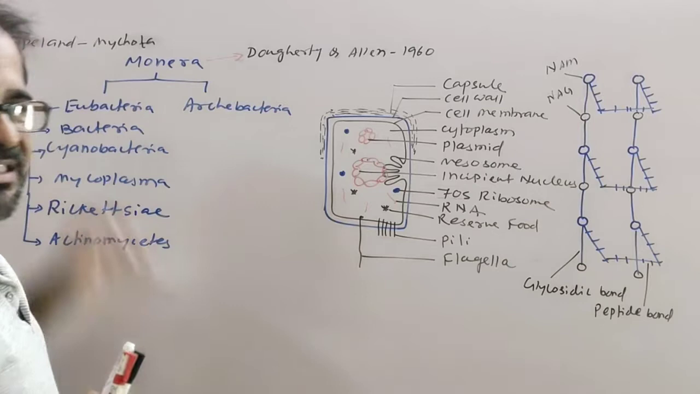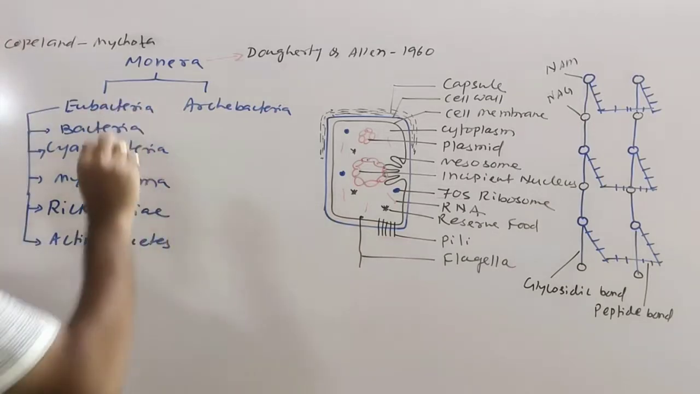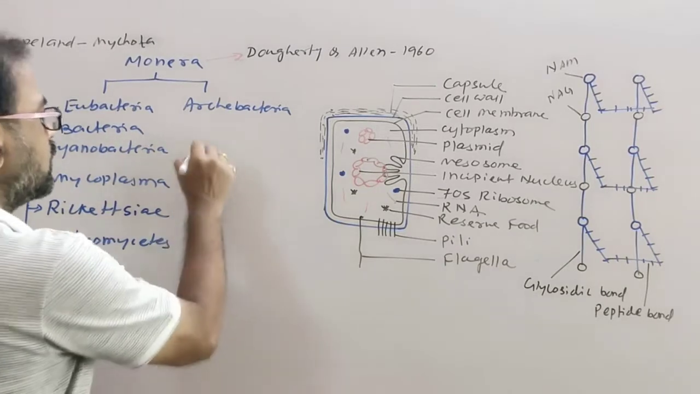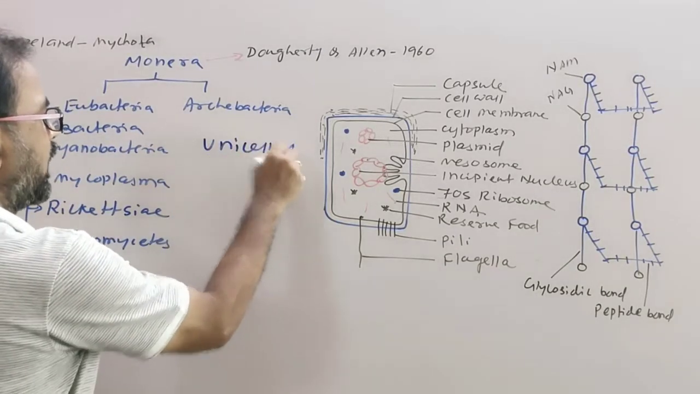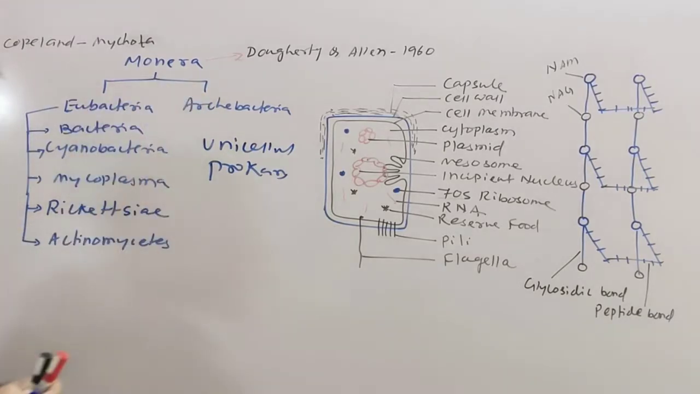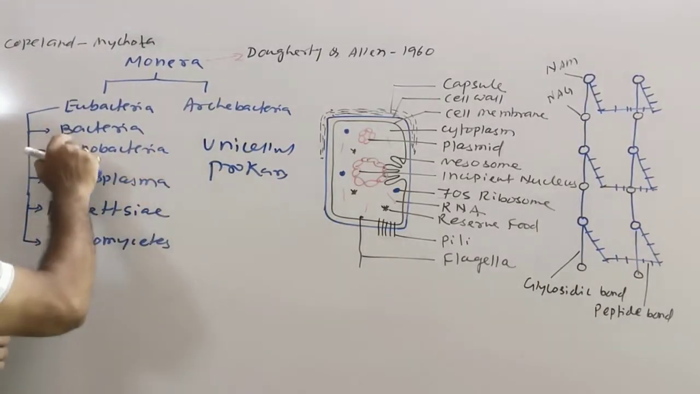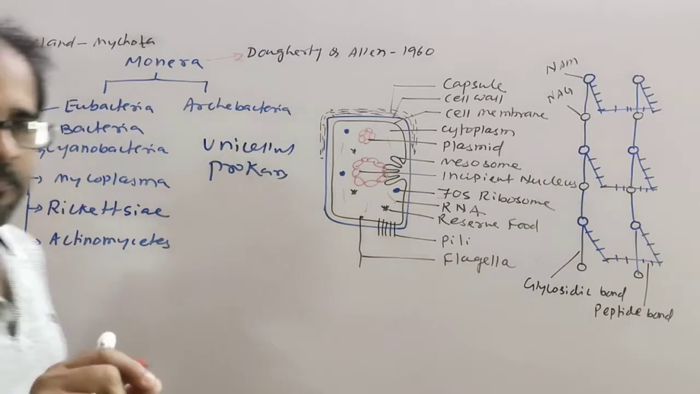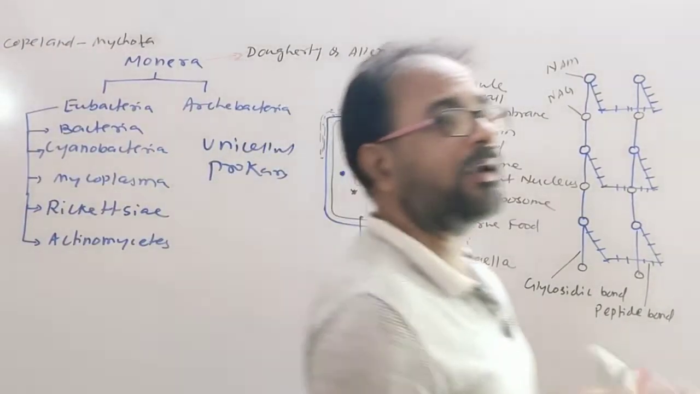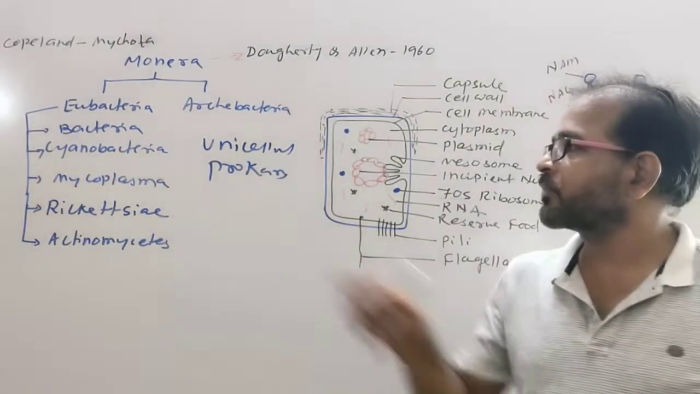In the kingdom system classification, all unicellular prokaryotes are included in the kingdom Monera. Now we will discuss bacteria: structure, classification, reproduction, nutrition, and economic uses of bacteria.